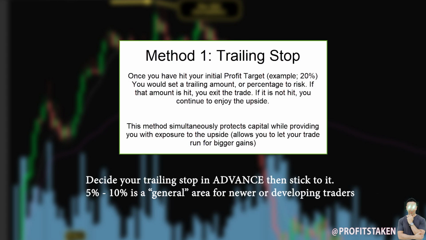Now, how big of a trailing stop you should set will depend on your risk tolerance, experience, and the size of your account. If you're a newer trader or someone who's yet to find consistent success, then I think that anywhere between 5 and 10% is completely fine. Remember, you want to protect your capital. You can't grow an account that doesn't exist because you got wiped out, and piling up the profits, big and small, is going to help you out.